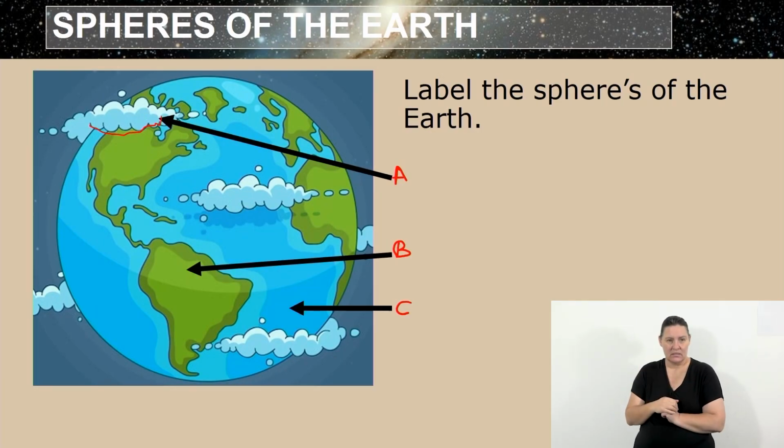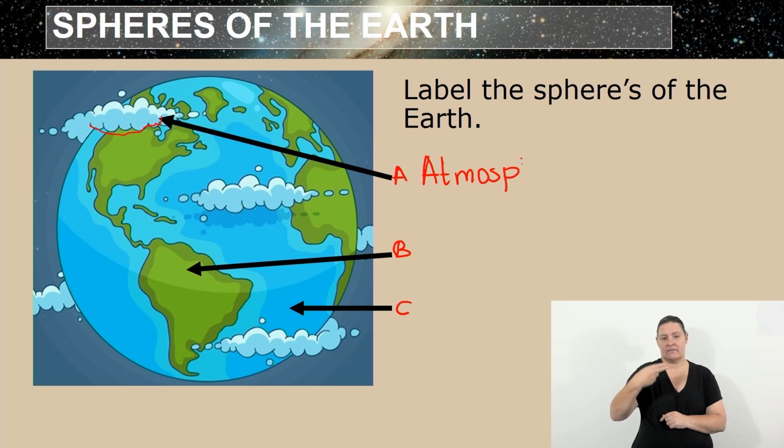Because of the clouds that are there, we will say that point A is going to be our atmosphere. Please remember that the atmosphere consists of other gases such as carbon dioxide, oxygen, and nitrogen. And these gases you cannot see with your naked eyes.